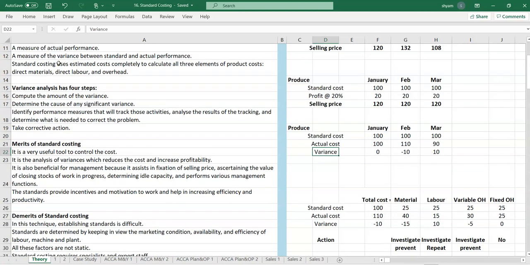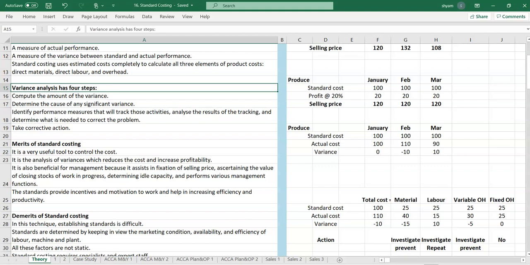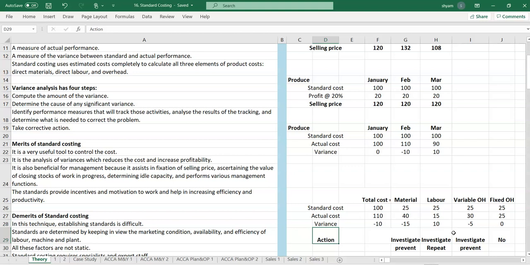So we'll move on to the variances. In terms of the variances, these are the steps we have to follow. The first one is to compute the amount of variance, which is what we have done here. Then determine the cause of any significant variance. What is the cause for it? Then we have to take action: identify performance measures that will track those activities, analyze the results of the tracking, and determine what is needed to correct the problem. So find out the underlying problem and try to solve it. Take corrective action.